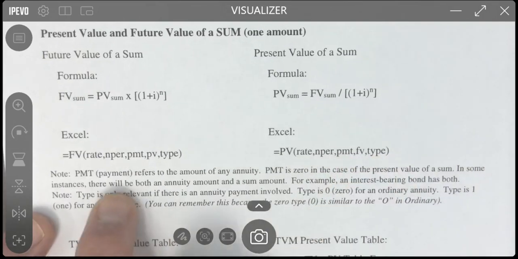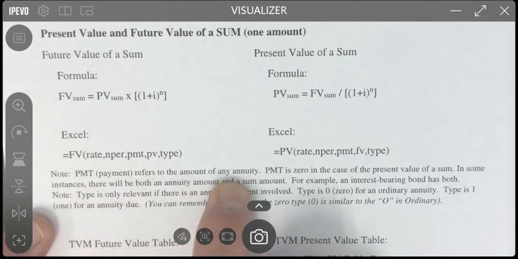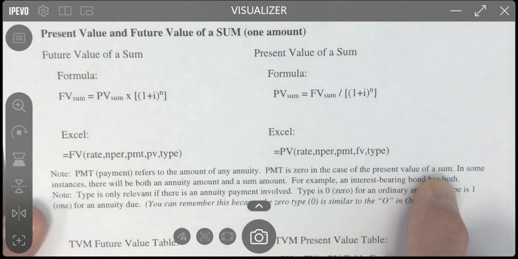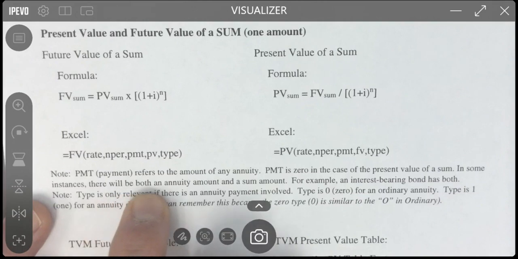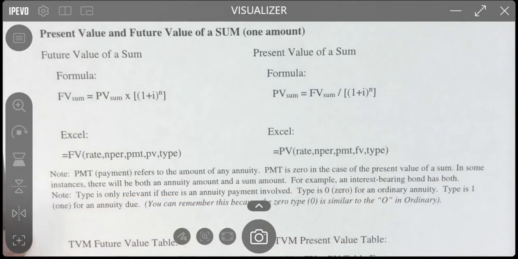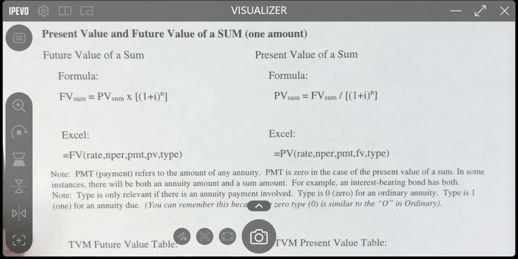So here's a couple of notes. Payment refers to the amount of any annuity. Payment is 0 in the case of the present value of just a sum, or the future value of just a sum. In some instances, there will be both an annuity amount and a sum amount. For example, an interest-bearing bond will feature both. No problem. It's easy to take care of.